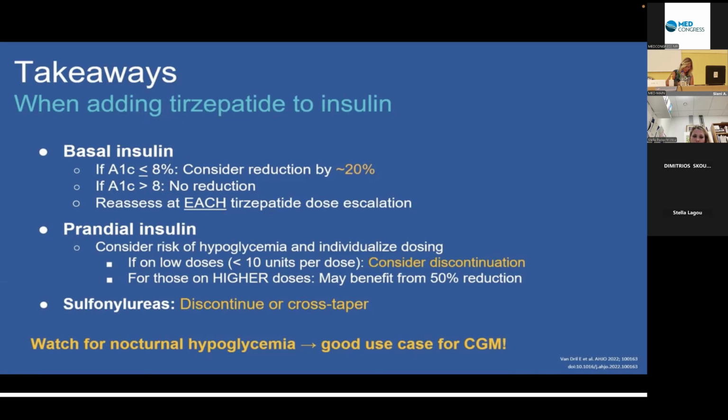Regarding prandial insulin, we should always consider risk of hypoglycemia and individualized dosing. If the subject is on low doses, less than 10 units per dose, we should consider discontinuation. And those who are on higher doses may benefit from 50% reduction of the dose. Regarding sulfonylureas, we should think about discontinuing or cross taper.